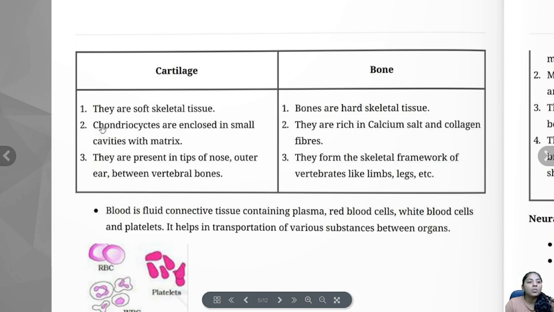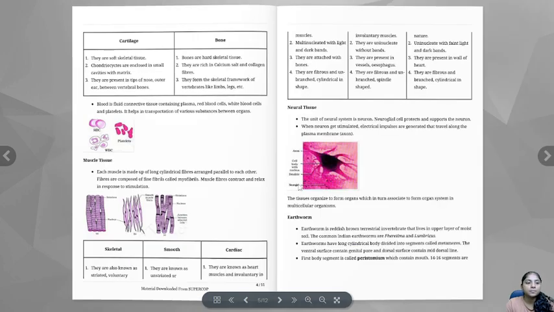Then chondrocytes are enclosed in small cavities with matrix, and these bones are rich in calcium salt and collagen fibers. Then the cartilage is present in the tip of the nose, so this part, and it is also present in the ear. They are the soft skeletal tissue, and they are also found between the vertebral bones, whereas bones form the entire skeleton, the skeletal framework of vertebrates like limbs, legs, all these parts.